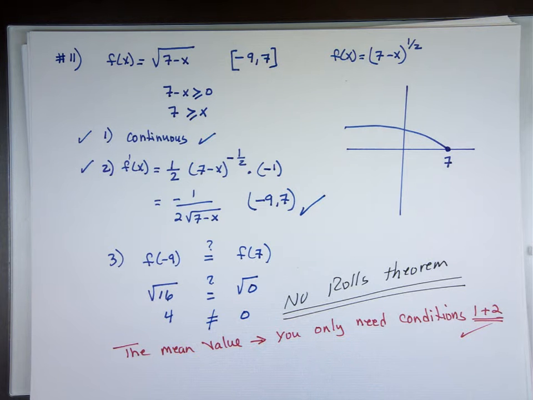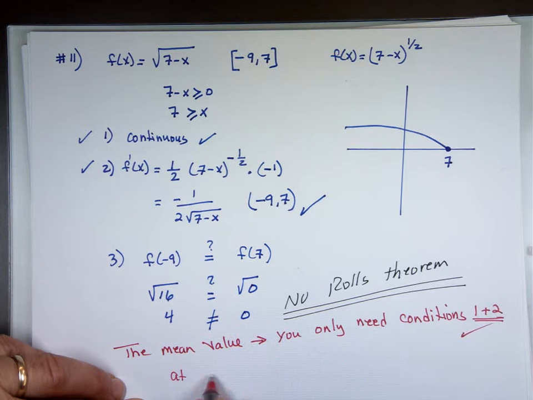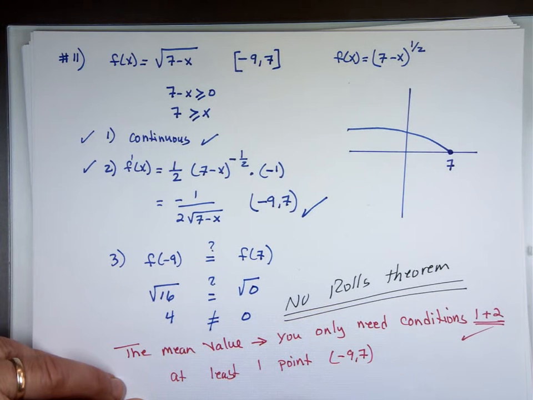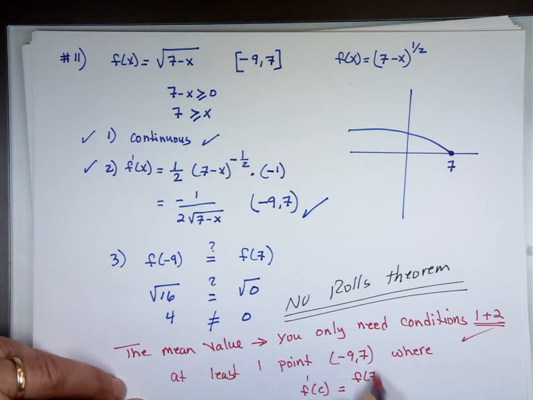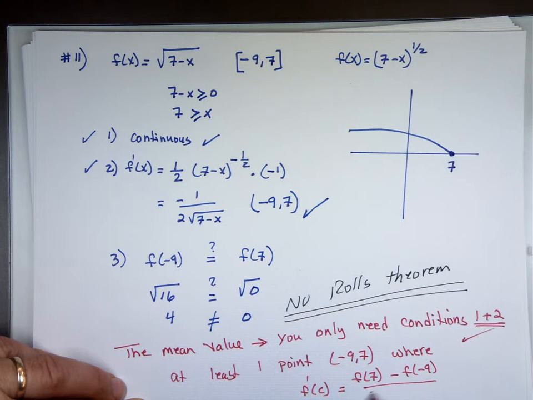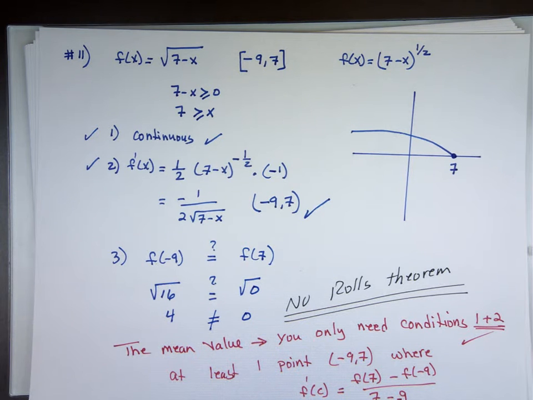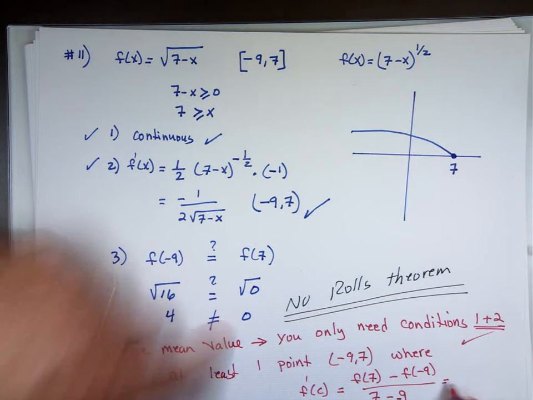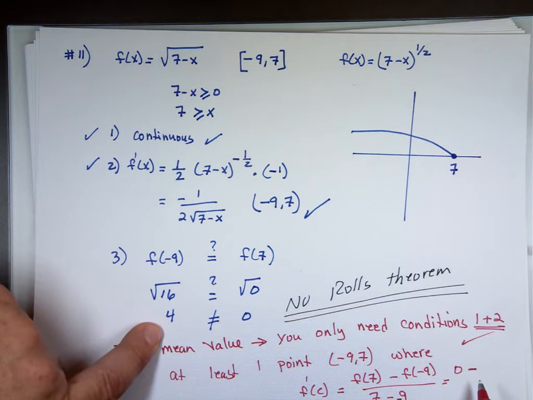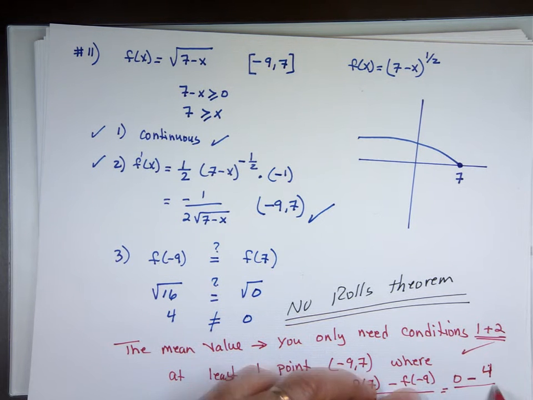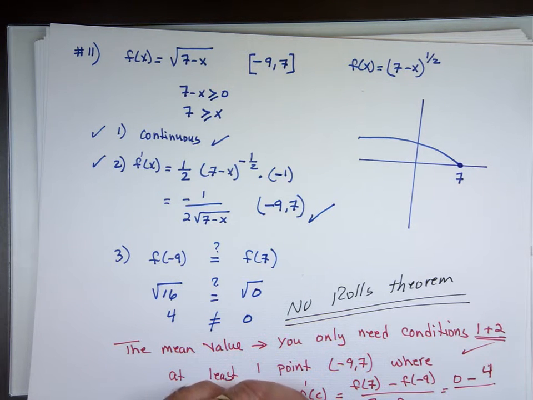And the mean value theorem says, you know what? There has to be a point, at least one point, between negative 9 and 7, somewhere there, where the derivative at that point is equal to f of 7 minus f of negative 9 divided by 7 minus negative 9. A minus B. So f of 7 happens to be 0 minus f of negative 9, which is 4, over 7 plus 9. What is 7 plus 9? 16. That's negative 1/4.